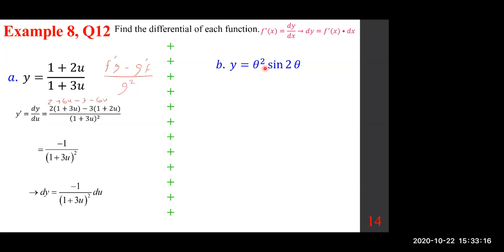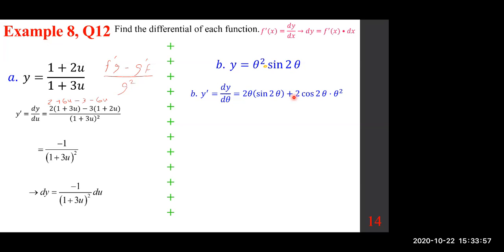Now, what about this one? You use the product rule, so you can put a raised dot in between if it's helpful. We are differentiating, which means we are finding y prime or dy d theta. Theta squared gives you 2 theta times sine 2 theta. Sine 2 theta gives you cosine 2 theta times 2, times theta squared.